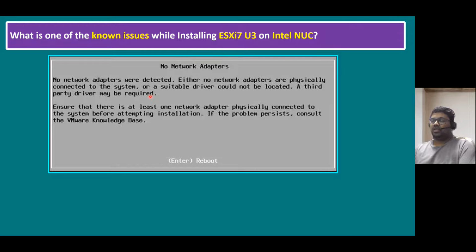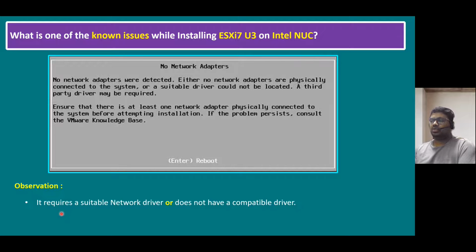Normally when we are installing ESXi on any system, we know the minimum requirement is that we should have a 1 Gbps network card. So most of the time we have a network connection. But in this error, it clearly says that there is one driver missing. So the observation from this error message is that it requires a suitable network driver, or doesn't have a compatible driver. So we already found the clue. With the help of this clue, we need to go for further troubleshooting.